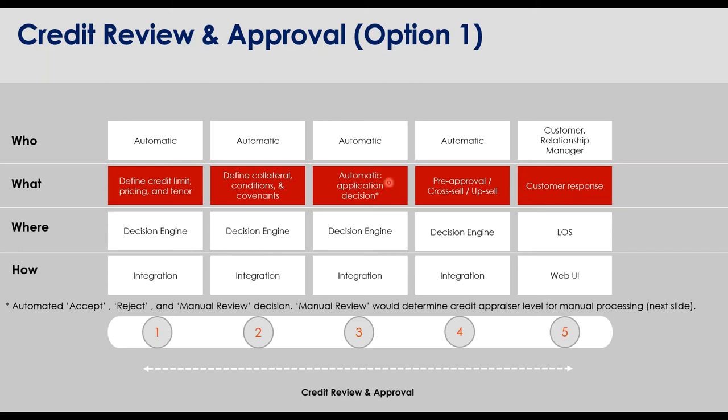And then eventually you have an automatic application decision, and you can eventually also tag an account, whether you would want to do a cross sell or an upsell immediately based on the way you're getting the data, and then a customer response.